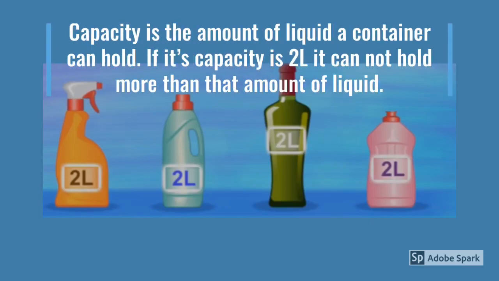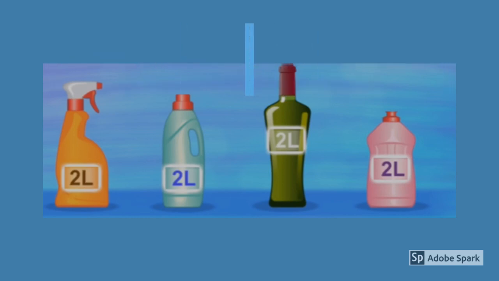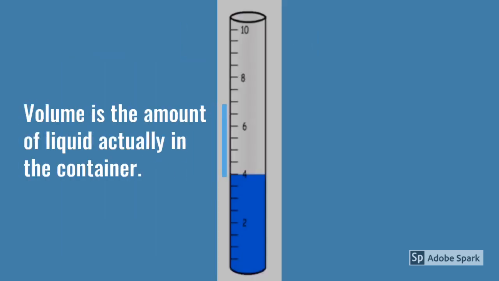Now, capacity is the amount of liquid a container can hold. If the capacity of the bottle is 2 litres, it cannot hold more than that amount of liquid. If the container is 1 litre, then it cannot hold more than that amount of liquid. Volume is the amount of liquid actually in a container. So you can see here that the capacity of this container is 10 litres, but the volume is 4 litres.